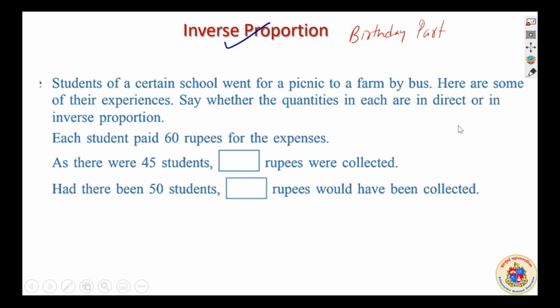Students of a certain school went for a picnic to a farm by bus. Here are some of their experiences. Say whether the quantities in each are in direct or inverse proportion. You have to tell this. Each student paid 60 rupees for expenses. As there were 45 students, dash rupees collected. 45 students paid 60 rupees, so 6 5s are 30, 6 4s are 24, 2,700 rupees collected.